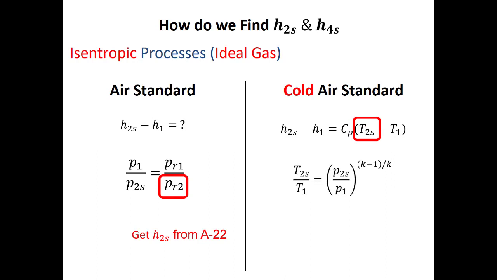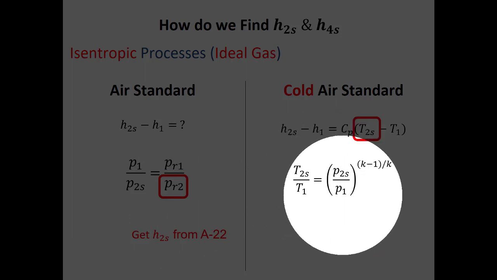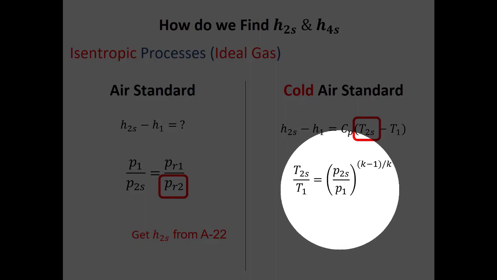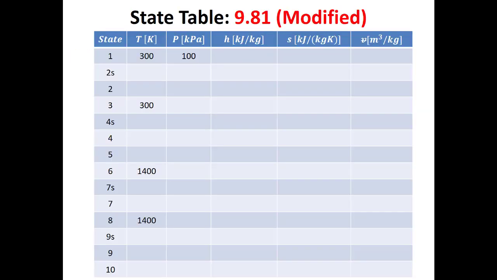Again, I've got to use the isentropic relationship. But here, I'm using the isentropic relationship for constant specific heat, which I know has to have k in the exponent. So I look for equations with k in the exponent, and I look for something that relates the ratio of temperatures to the ratio of pressures. Here, I know this pressure ratio, I know k, and I know T1, so the only thing I don't know is T2s. Once I get that, I can put it into my table, and I will have fixed the isentropic outlet from the first compressor.